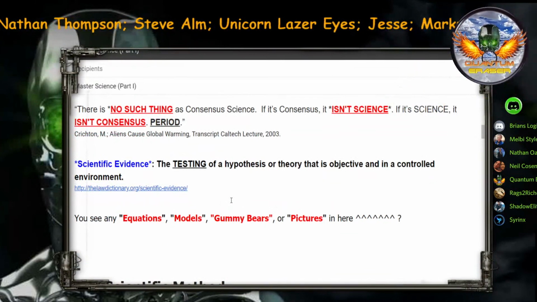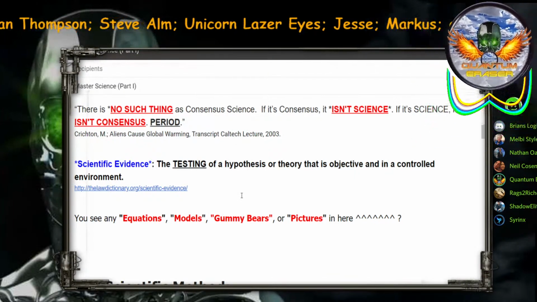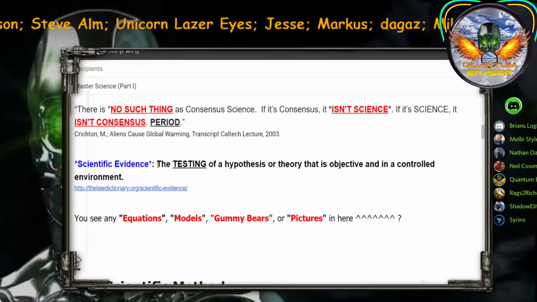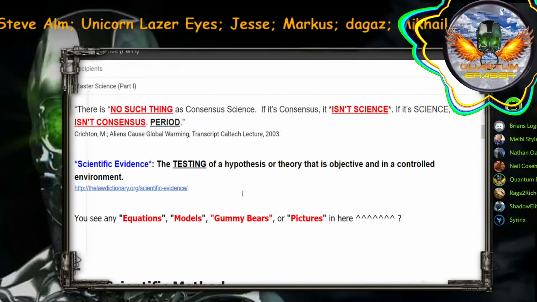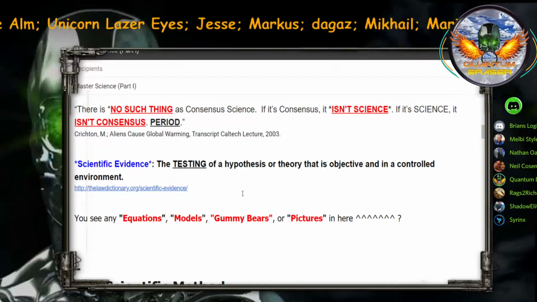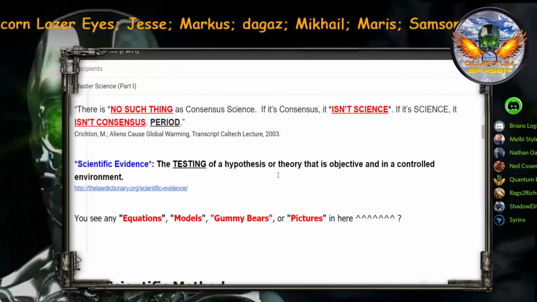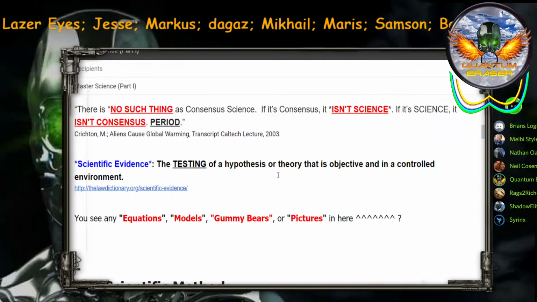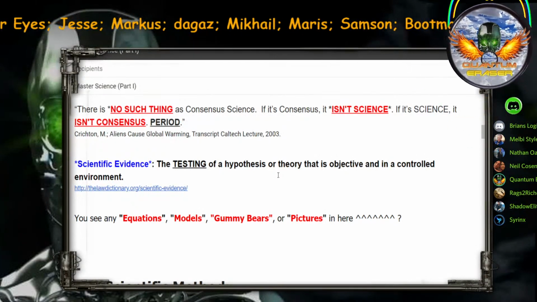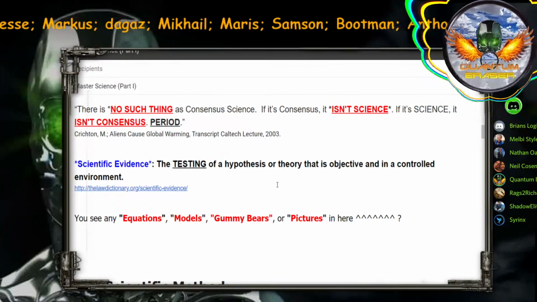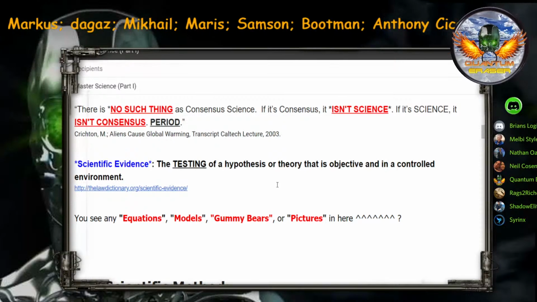Scientific evidence. The testing of a hypothesis or theory that is objective and in a controlled environment. This is from the Law Dictionary. Do you see any equations, models, gummy bears, or pictures up in this one? No, you don't. Well, there's a reason why. Because they're not part of scientific evidence. That's why.